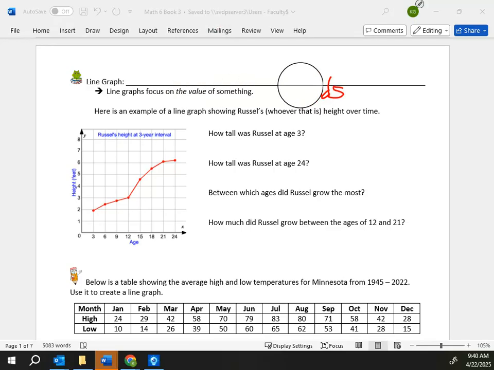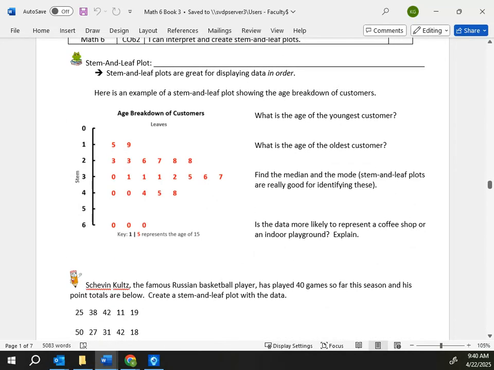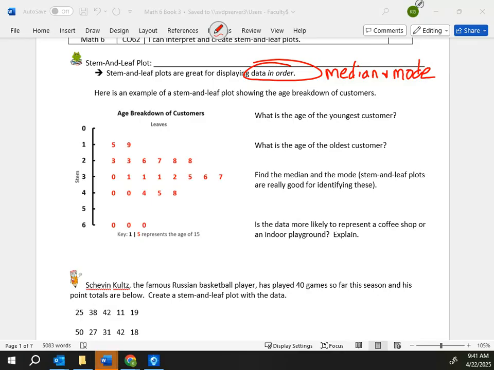This was a new type of graph for us. 62 is the stem and leaf. That is for putting data in order. And it also helps find the median and mode, right? Because everything is in order, so it's easy to see the middle. It's also easy to see the most, which number is represented the most. Okay, so stem and leaf plot puts things in order, and it helps us find the median and mode.